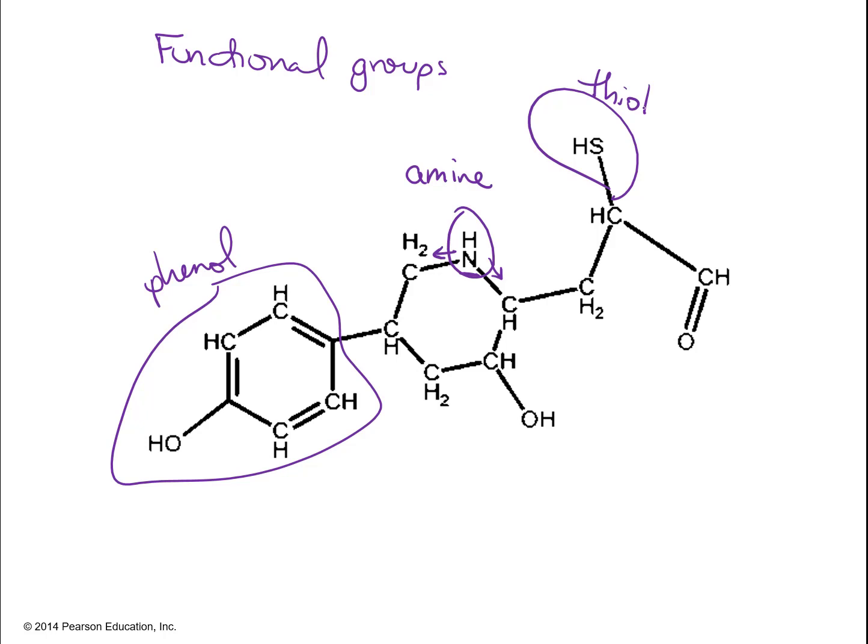Notice that the middle ring is not an aromatic because it doesn't have alternating single and double bonds of carbon. It's just a cyclohexane, but it has a nitrogen in there as well. And then the last thing to do is look at oxygens. So can you pick out one of the oxygens and tell me what it is? The OH off of the second ring is an alcohol.